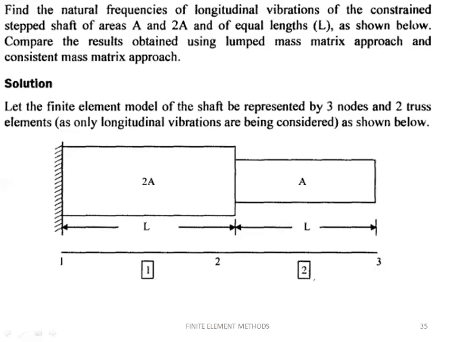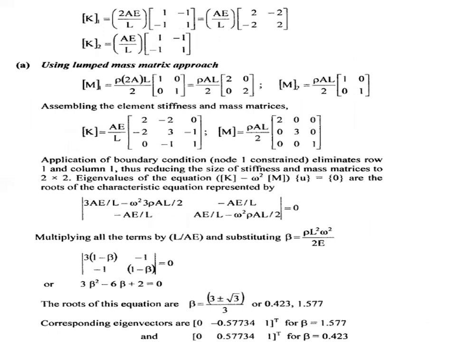Let us solve this problem and compare the natural frequency in the lumped mass matrix approach as well as the consistent mass matrix approach. Some of the data, Young's modulus as well as the density, are not given. Let us take the symbols as they are in the calculations. The value of L is also not given, but we will take the symbol as it is in the calculation.